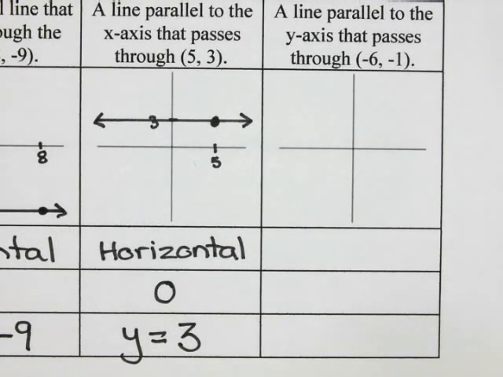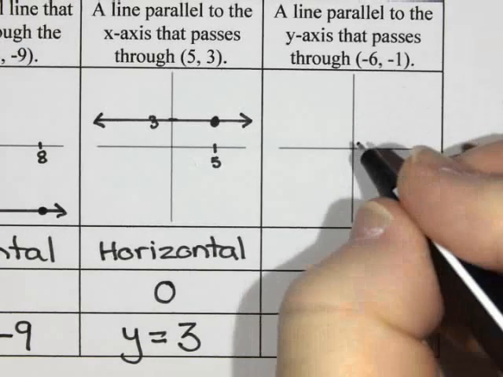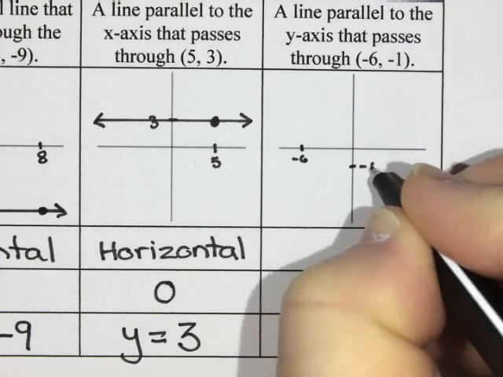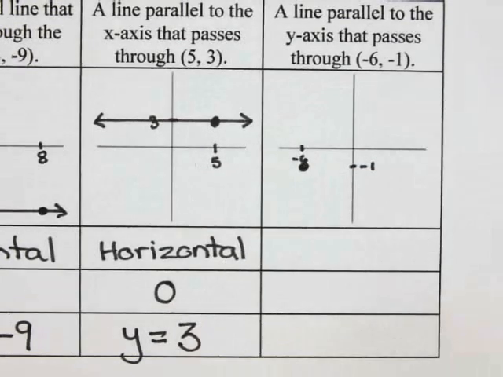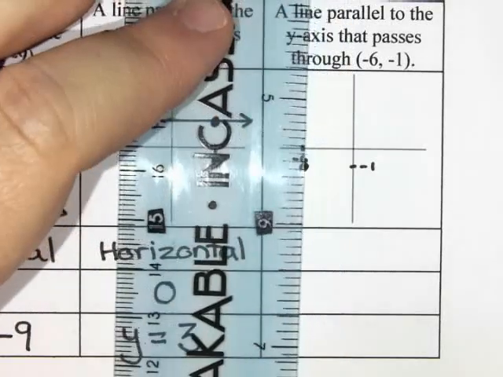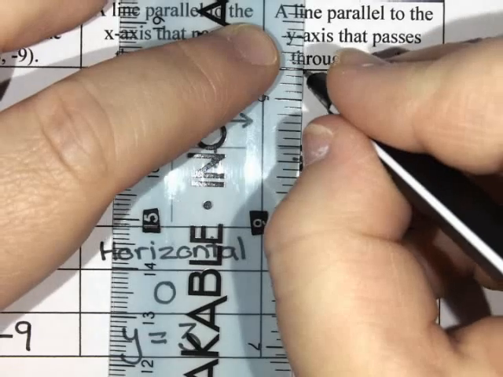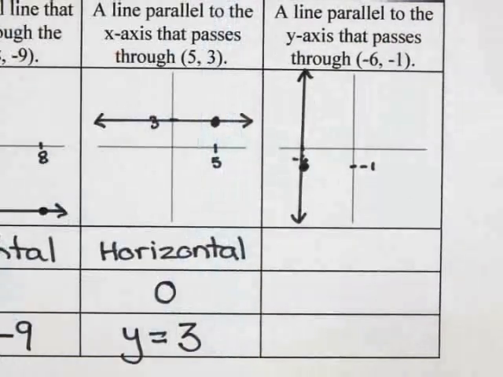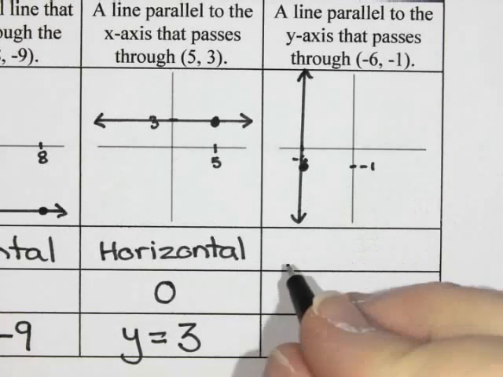Okay, and then our last one here says a line parallel to the y-axis that passes through -6, -1. So this would be -6. This would be maybe -1. There's my point. And then it's parallel to the y-axis. So it should be evenly spaced, pointing in the same direction as the y-axis, which would be there, which makes it vertical.